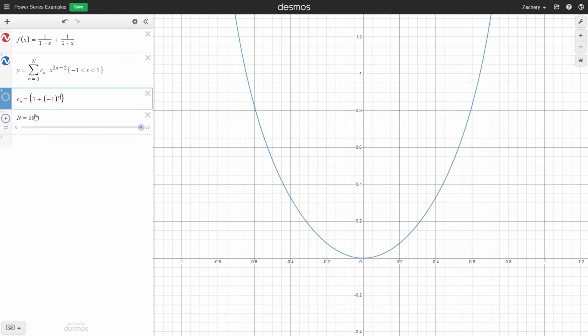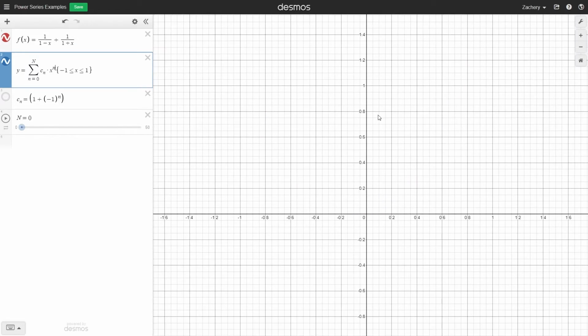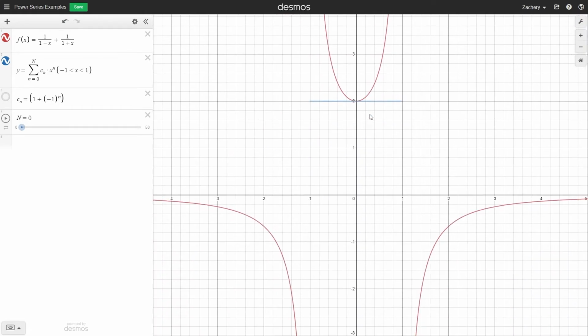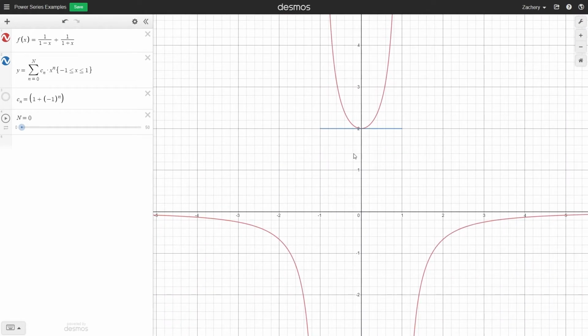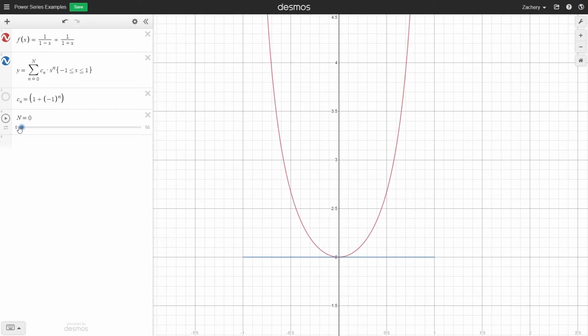Okay, so now if I, oh, I should have backed that up. So also here I have to change this. This is just x to the n, again, as before. Okay, where is it? There it is. Okay, so there's the graph in red of 1 over 1 minus x plus 1 over 1 plus x. Now as I increase n, this blue line should change and it should start to match.